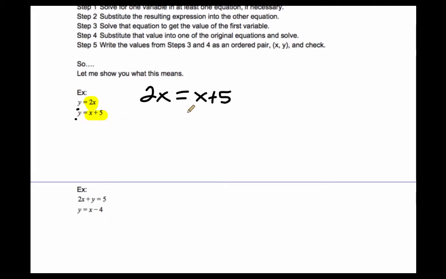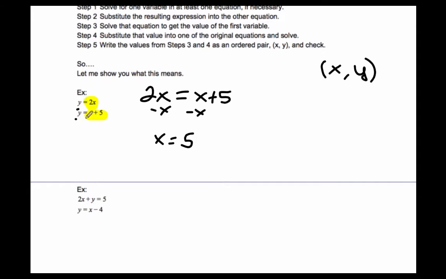So now I'm just going to solve for x. I'm going to subtract x from here. This is so easy. 2x minus x is x equals 5. Okay, so that's the x value. But again, I need an ordered pair. I need an x value and a y value. This is not my solution. This is only part of my solution.